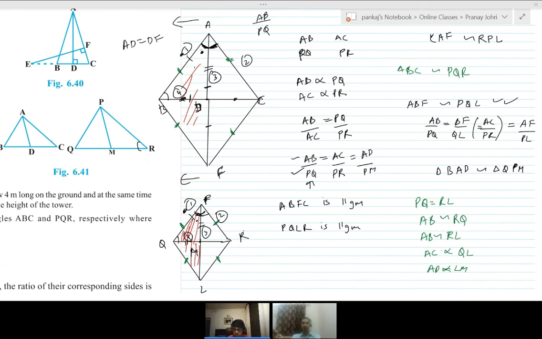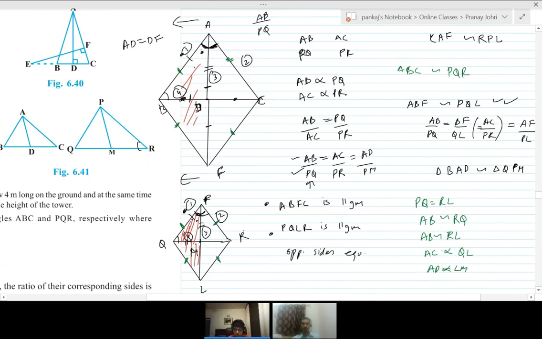Now, what this would do is it would help us prove ABF and PQL as similar. What we do is we prove this parallelogram and we get the opposite sides equal. On extending, we prove these two as parallelograms, and if this is the case, the opposite sides would be equal.